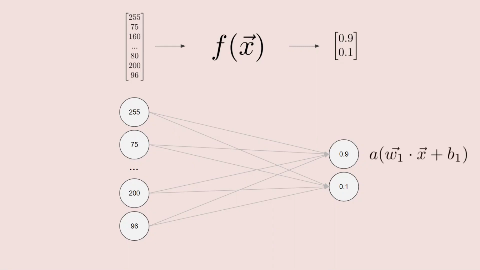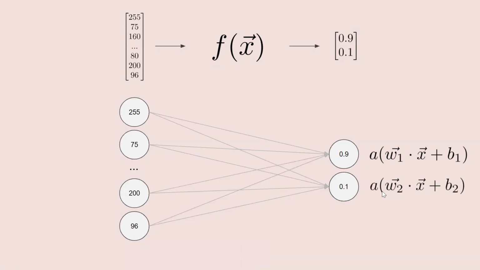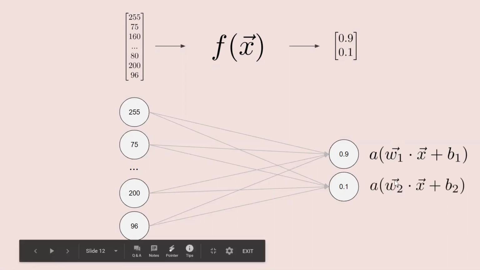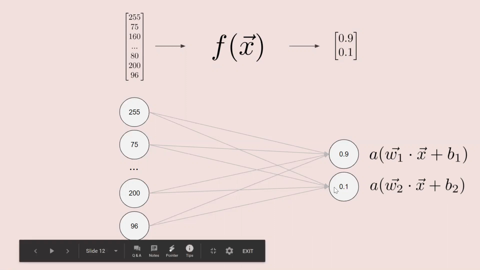Okay. And we can write this operation literally how I described it: the dot product of the weight vector and the input, plus the bias. And same thing for the other one. And I want to point out that it makes sense that we have a different set of weights and bias for the different output neurons, right?